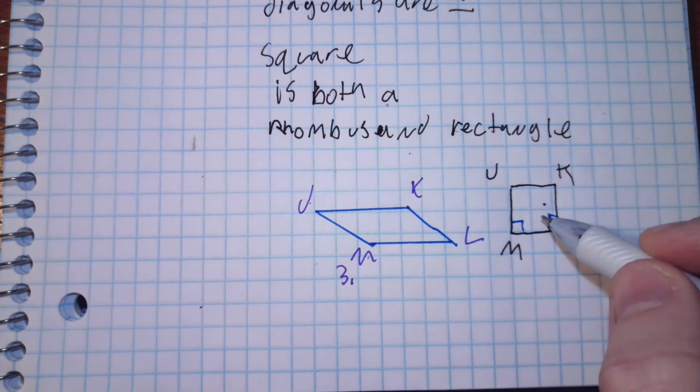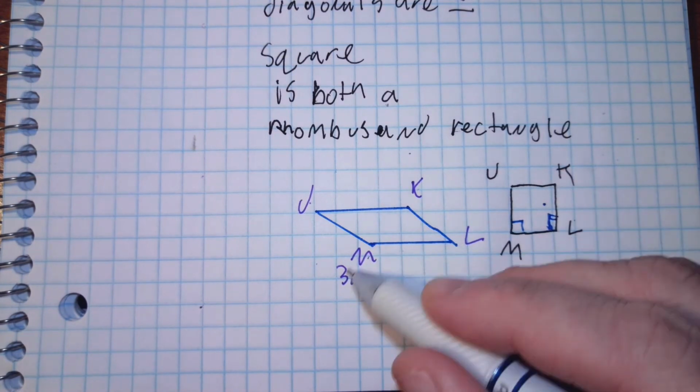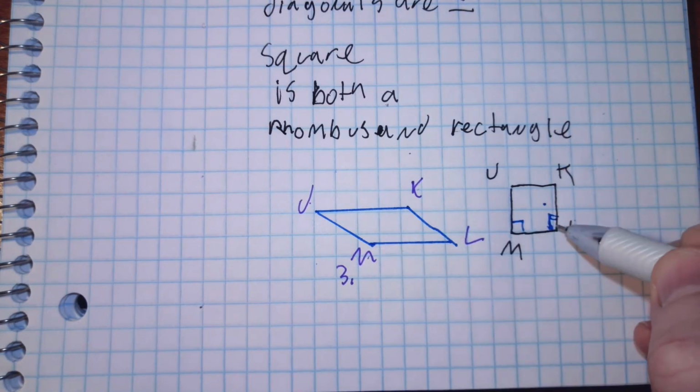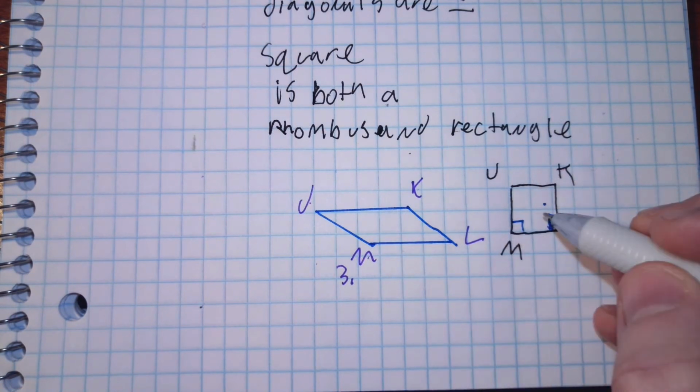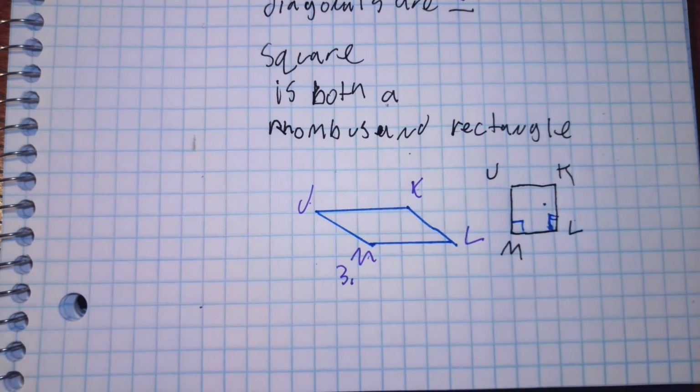And so in this case, 3 would be sometimes true, because the only time it will be true is when the rhombus is also a square. So all rhombuses are not squares, but all squares are rhombuses. So just remember that's how it works. So I'll let you do the rest of it.